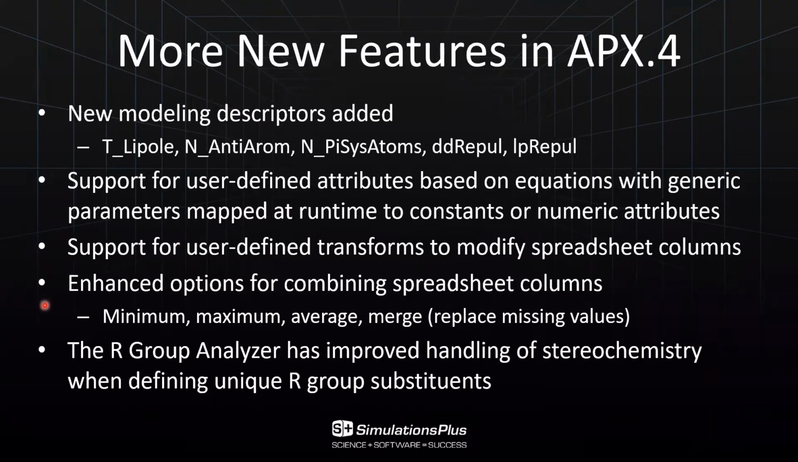We've also made it easier to combine spreadsheet columns in various ways, like taking the minimum, maximum, or average value from pairs of cells, as well as a merge option, where missing values from one column are replaced with values from a second one. And then finally, for those using the MedChem Studio module, the R group analyzer has improved handling of stereochemistry when defining the unique R group substituents.